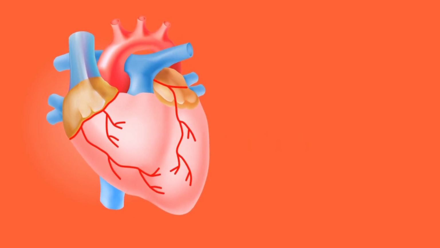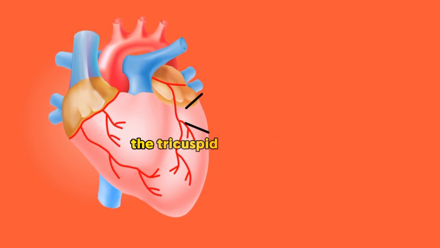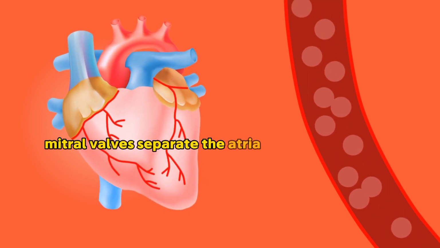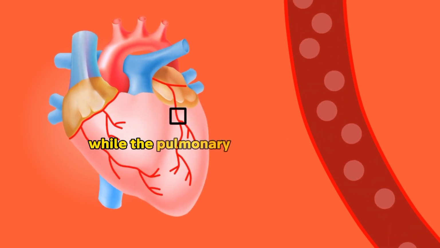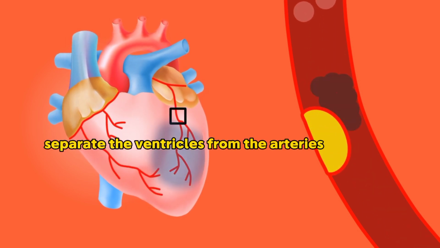Valves. Valves within the heart ensure one-way blood flow. The tricuspid and bicuspid, or mitral, valves separate the atria from the ventricles, while the pulmonary and aortic valves separate the ventricles from the arteries.